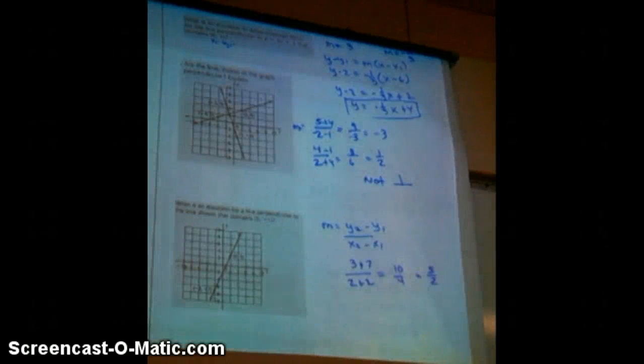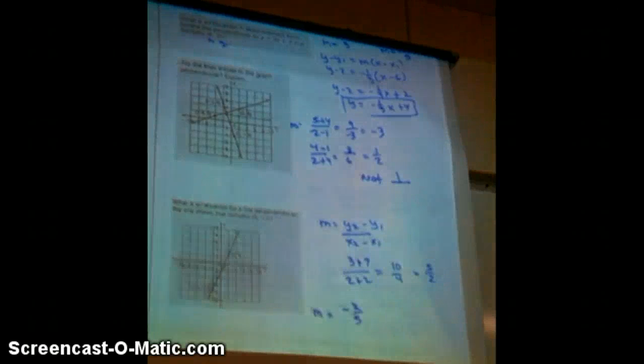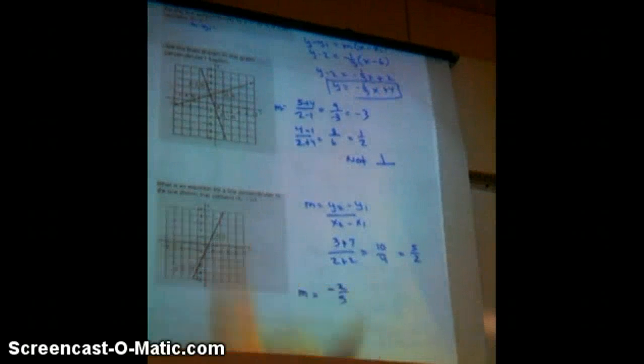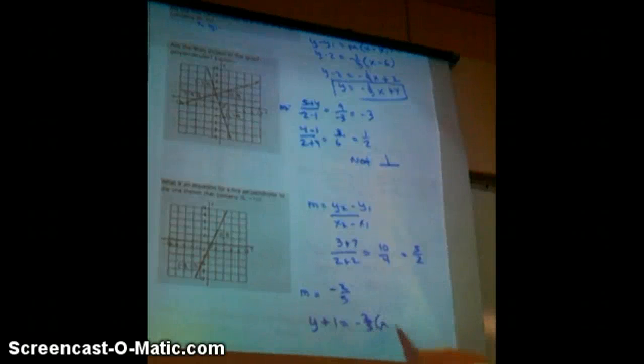So the negative reciprocal would be negative 2/5, which is the slope of the next line. Now I need to use that slope and this point. So we plug it back in and we have y plus 1 is equal to negative 2/5 times x minus 5. Solve that through. We have y plus 1 equals negative 2/5 x.